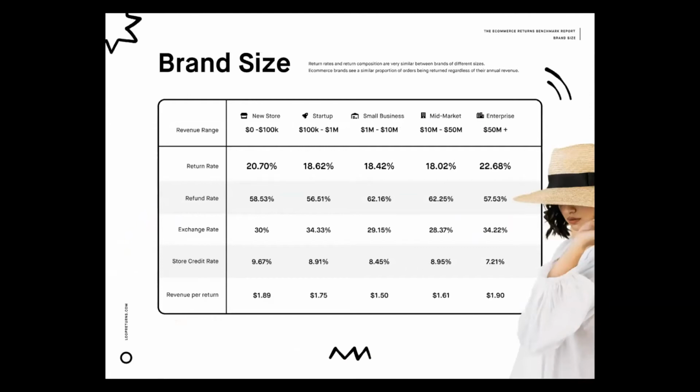Now, you're probably asking yourself, well, what about for me specifically, for the size of my brand, for the vertical that I'm in? So we're going to dig a little bit into that. This is showing what we're seeing for return rate, refund rate, and exchange rate across different sizes of brands that work with Loop, all the way from that $100,000 start new store up to the $50 million brand. And Joe, is there anything about this table that jumps off the page for you?